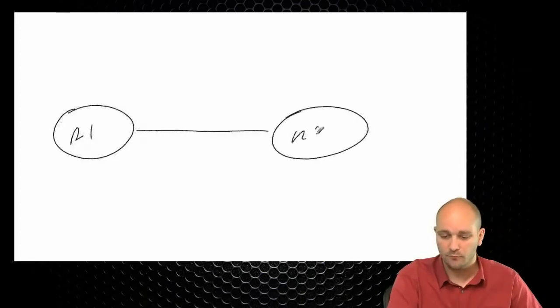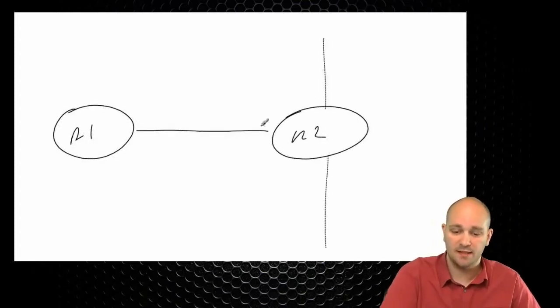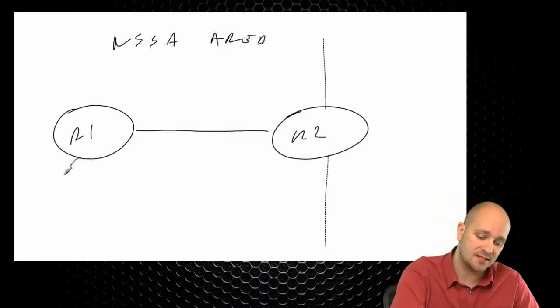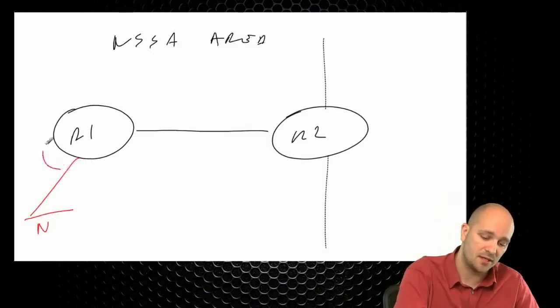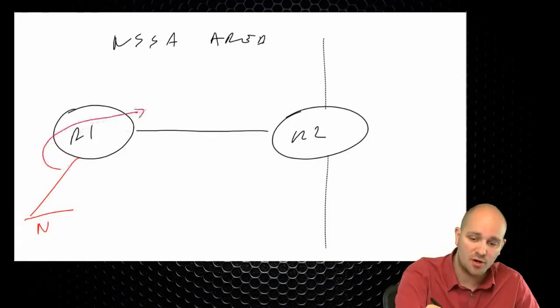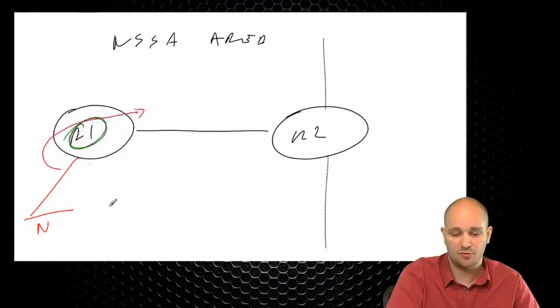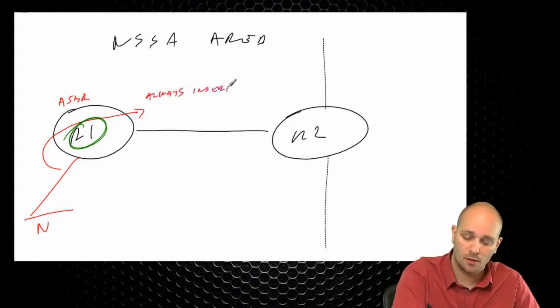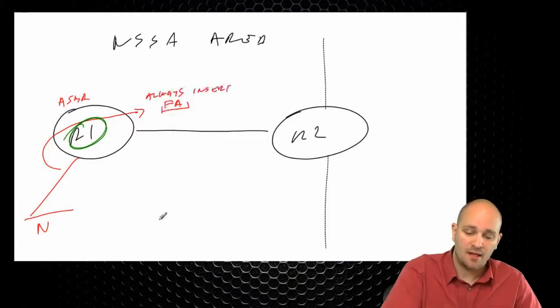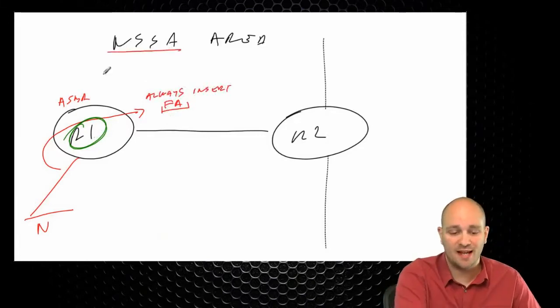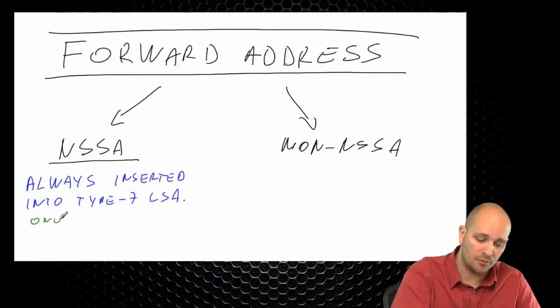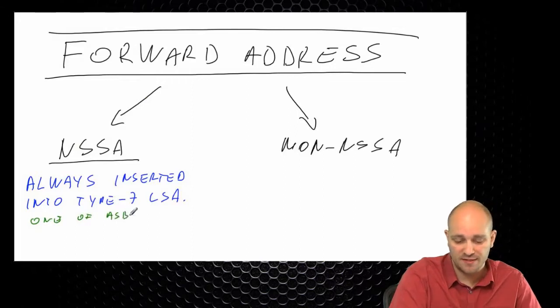What I mean by that, when we have a router here, let's say that, for example, it's R1, and let's say that this is indeed NSSA area, and this router here had some external routes that were being redistributed into OSPF. When this router R1 redistributes these routes, so it is an NSSA ASBR, this router will always insert a forward address. Now, the value of forward address when we are dealing with the NSSA area will always be one of ASBR's interfaces.